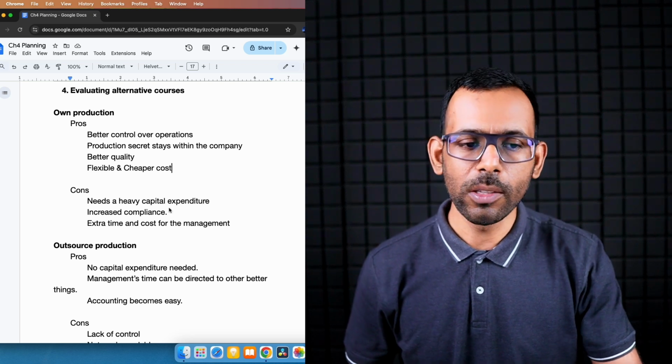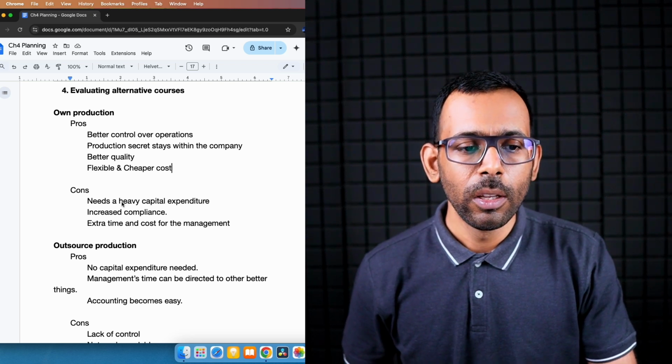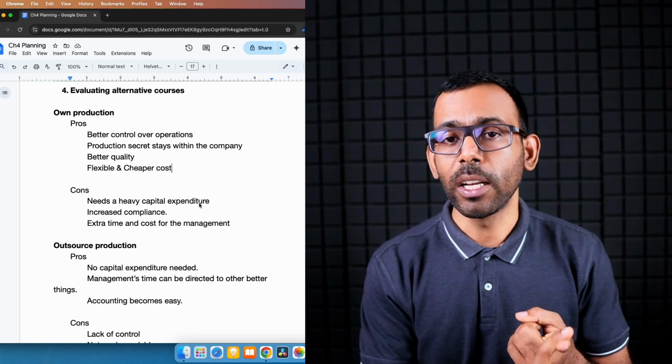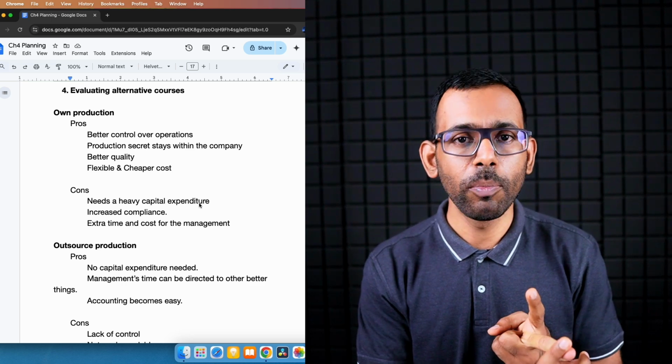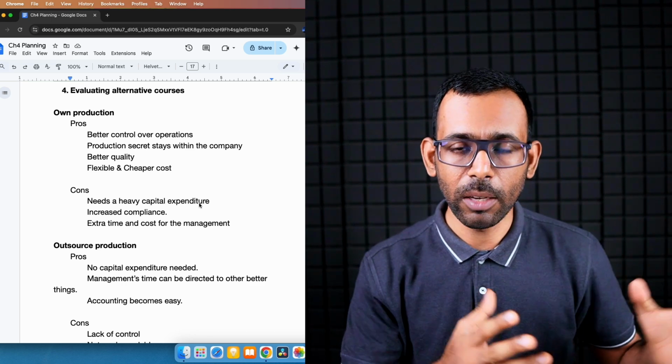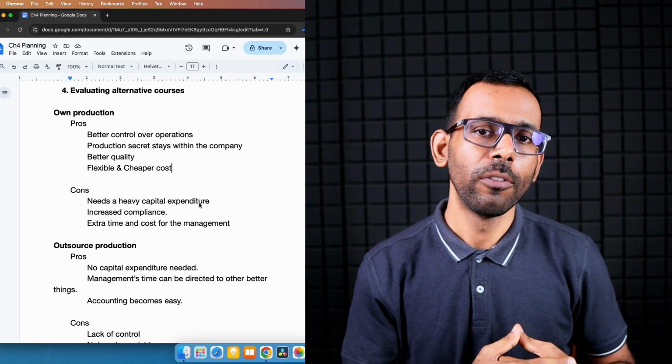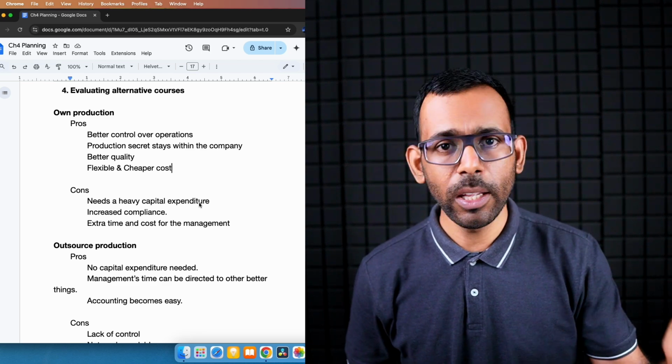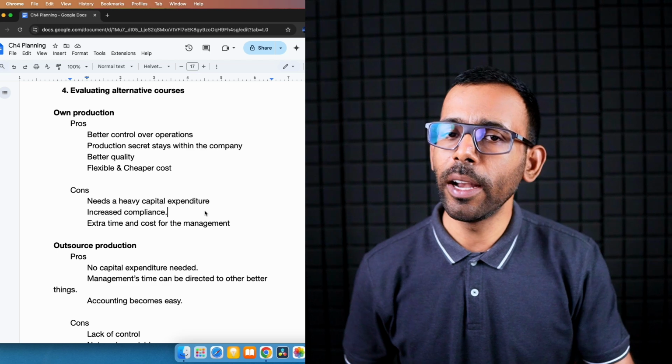Let us see the cons of own production. Needs a heavy capital expenditure. You have to set up a factory, you have to build the entire equipment, you have to invest in heavy plant and machinery, computers, furniture, flooring, many things you have to invest. It is a big headache for the management.